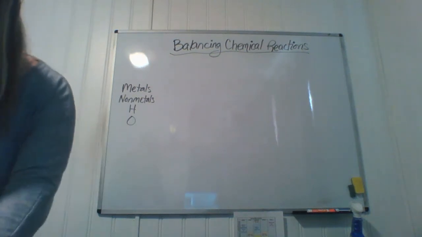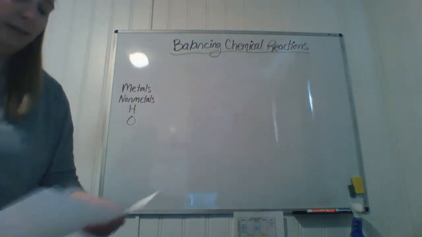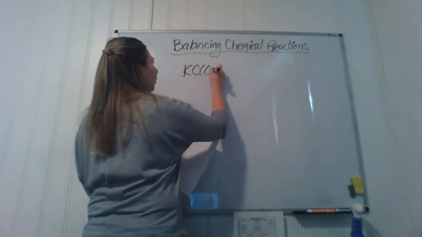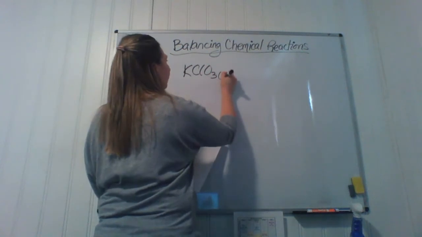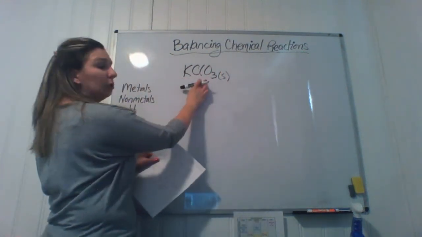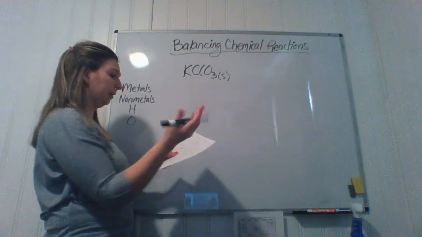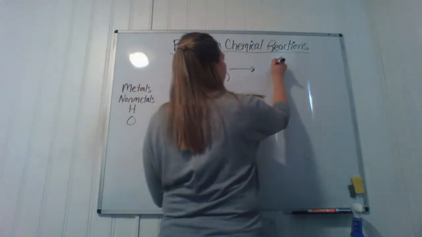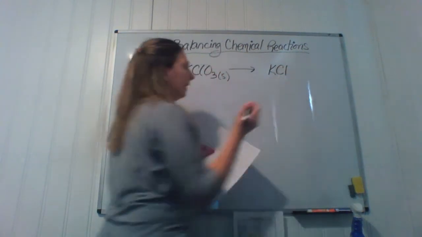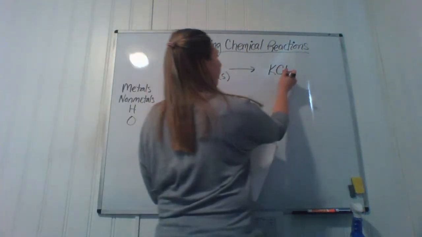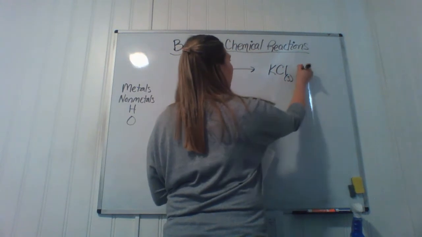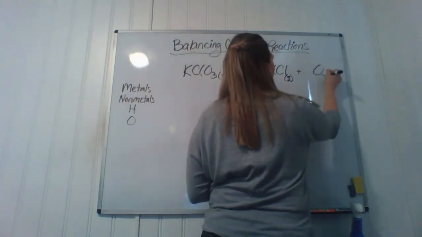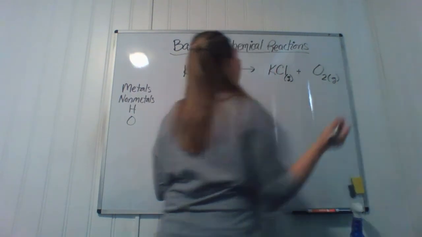So now this next chemical equation that we want to balance is KClO3. This is potassium chlorate. If we practice our naming, potassium chlorate decomposes to form potassium chloride, which is going to be also a solid, plus oxygen gas, O2 gas.